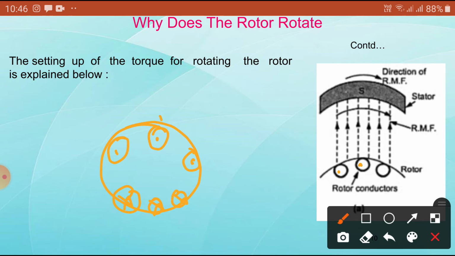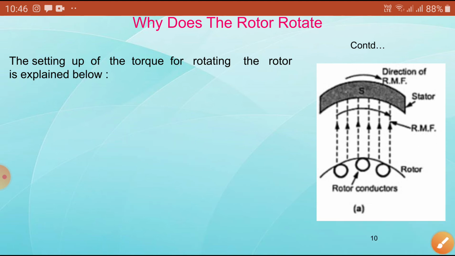Then what will happen? There is a current flowing here, so the flux is developed here more. By applying the right hand rule, the direction of the induced EMF in the rotor is found to be outwards. Then you can see here, this direction is the flux. So you can see the diagram.